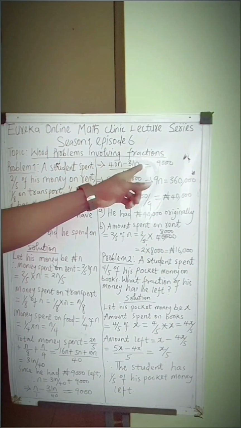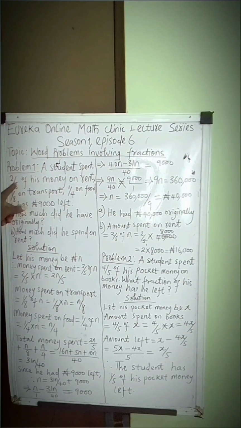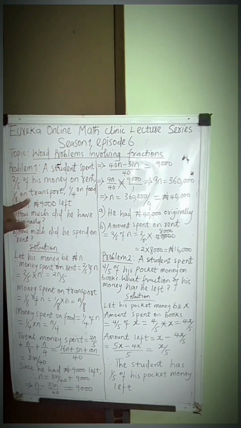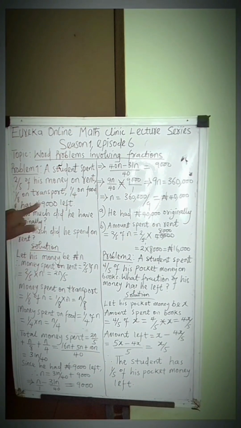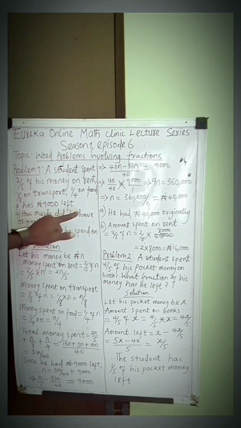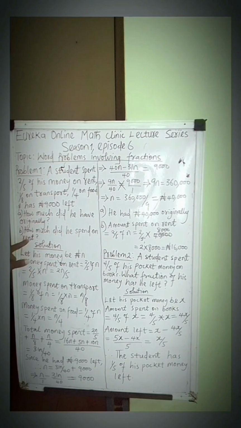Word problems involving fractions. Problem 1. A student spent 2 over 5 of his money on rent, 1 over 8 on transport, 1 over 4 on food, and has 9,000 naira left. A. How much did he have originally? B. How much did he spend on rent?